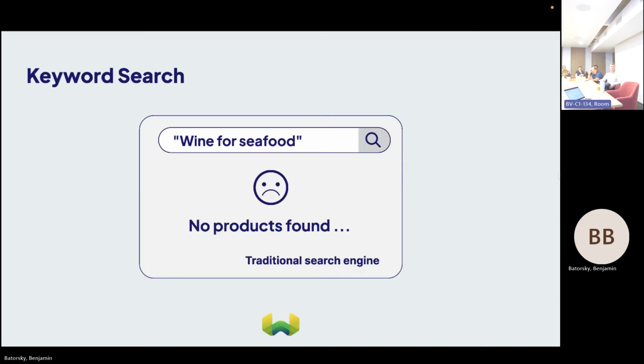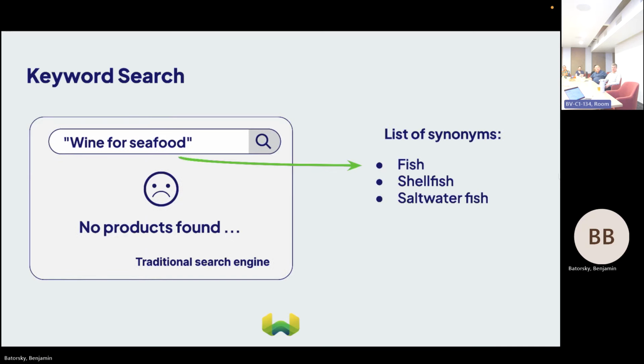But what happens if you are kind of a newbie with wine and you just want a wine that pairs well with seafood? Because you don't have wine for seafood in your database, or maybe Google isn't familiar with wine for seafood, that doesn't make sense. No products are going to be found. And this is the limitation of traditional search engines. So in order to find wines that pair well with seafood, maybe Google has a list of synonyms that someone like a search relevance engineer has put together. So when you search for seafood, it knows maybe they want fish or shellfish or saltwater fish. And then that can help you find your Chardonnay that you're on the hunt for.